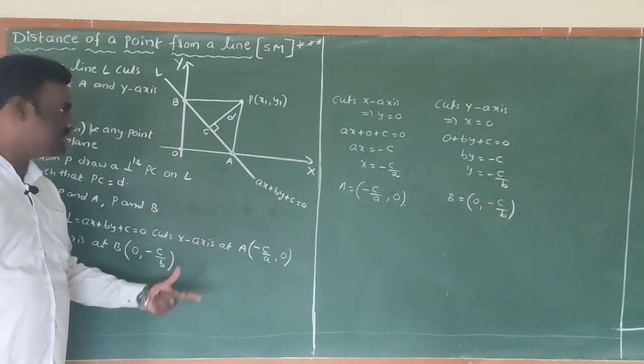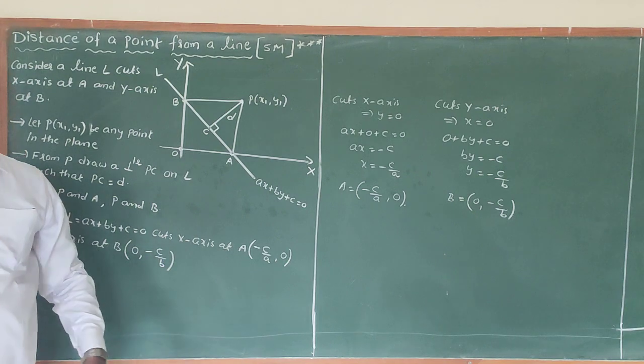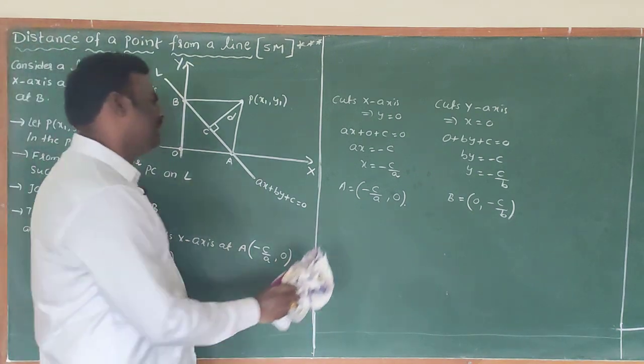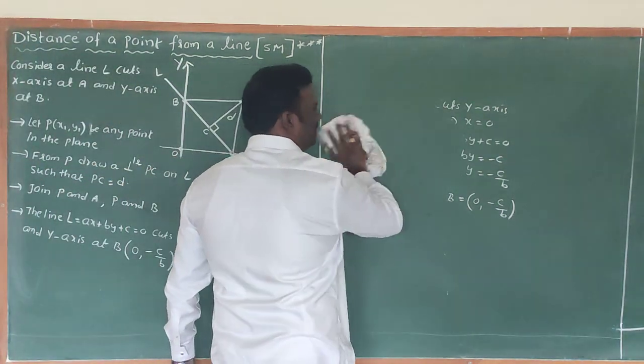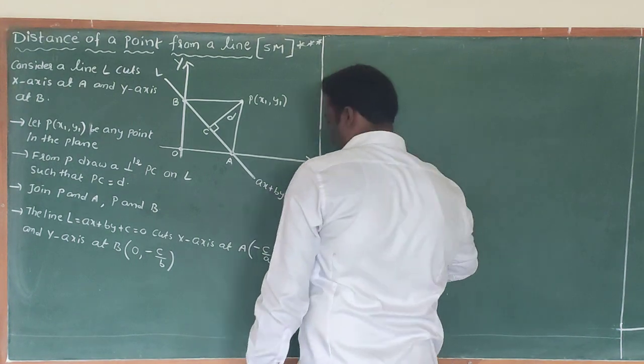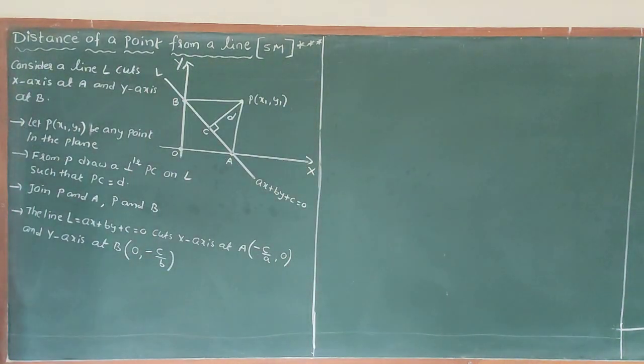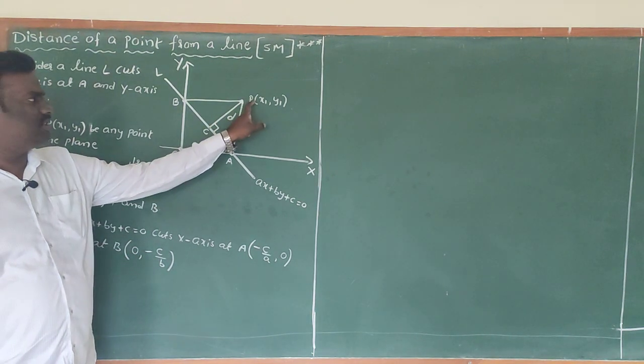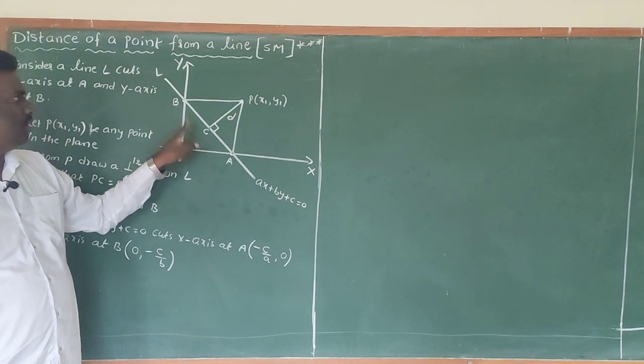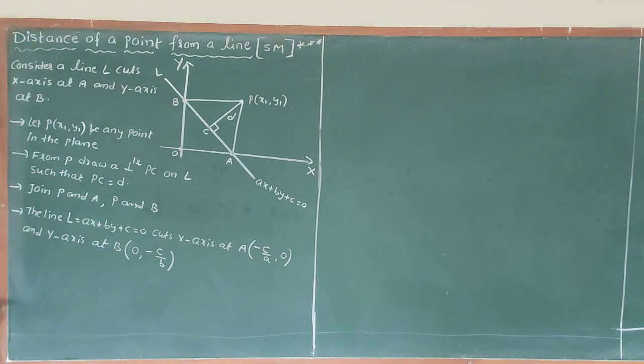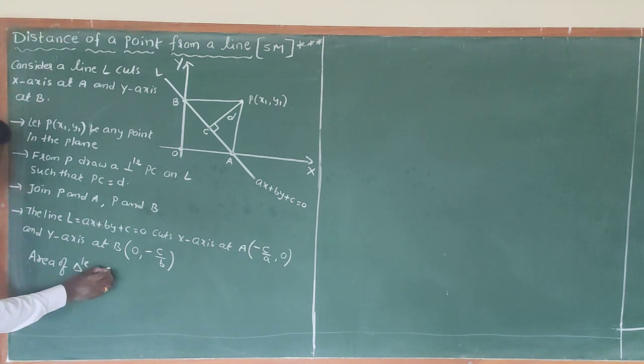Understood how these 2 points were got? This is the logic. Okay. In exam, no need to write this, directly you take the point minus C by A, minus C by B. Now finally, we know P point, we know A point, we know B point. Now, area of triangle PAB.